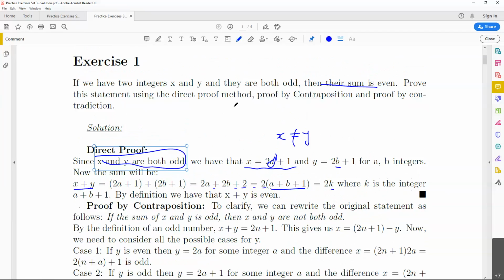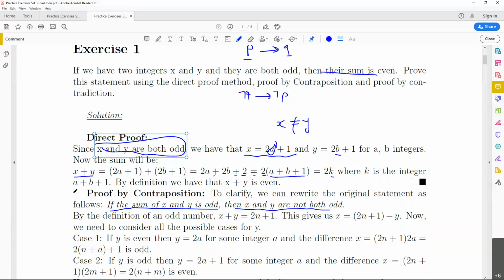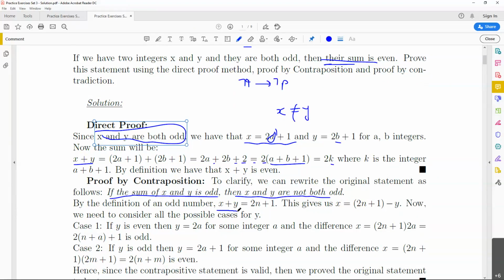So, contraposition, we have P implies Q. P is that both x and y are odd, and Q is that their sum is even. With contraposition, we want to prove that not Q gives me not P. So, if the sum of x and y is odd, then x and y are not both odd. Remember, Q was that their sum is even, so not Q is that their sum is odd. Again, we're given that x plus y is odd this time. We now want to prove that either x or y is not odd.